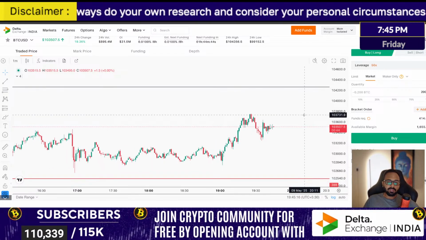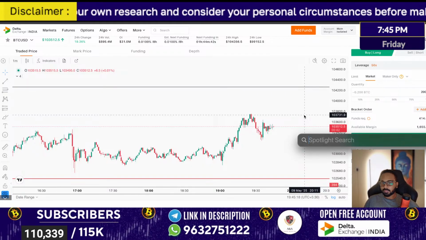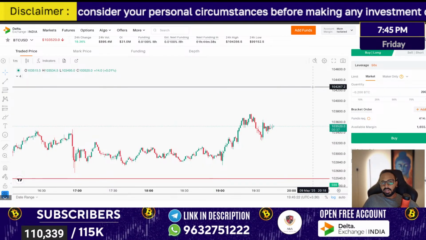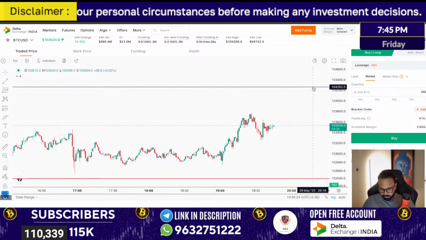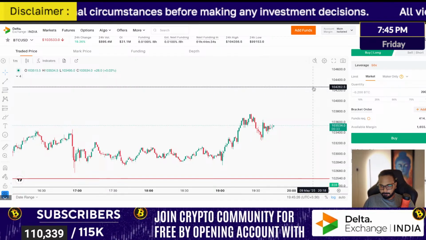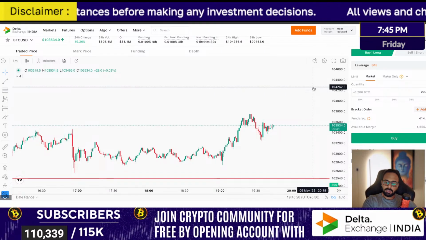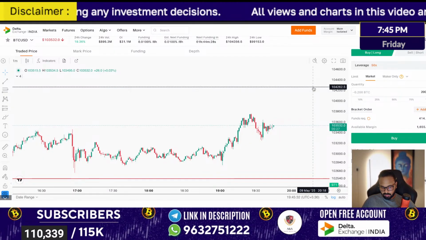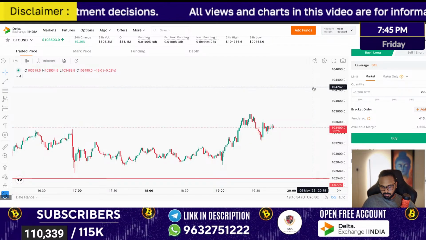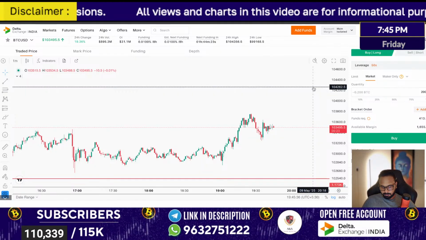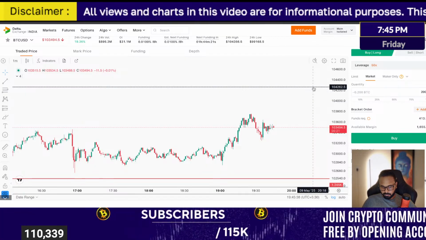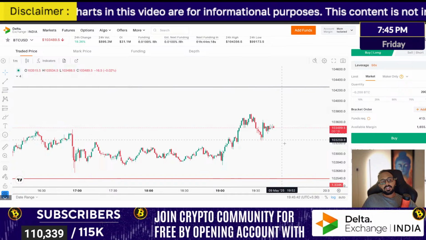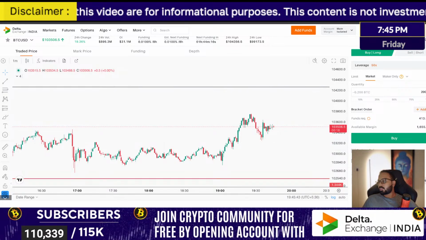I don't want to give any random call, but potential is there for market to be bullish. Okay, we'll look into that. Sideways range, no trades. We will stop taking any trade right now.